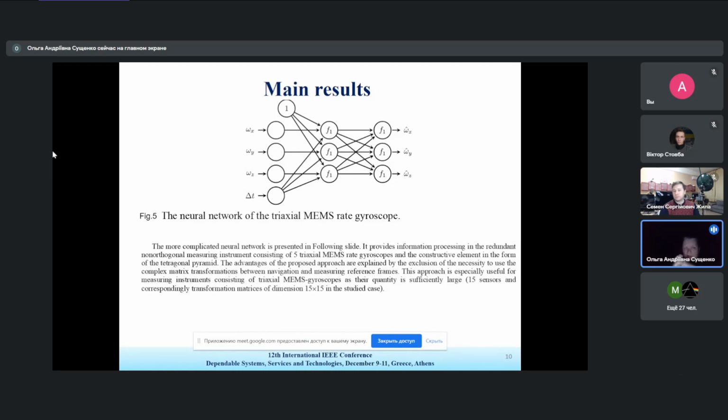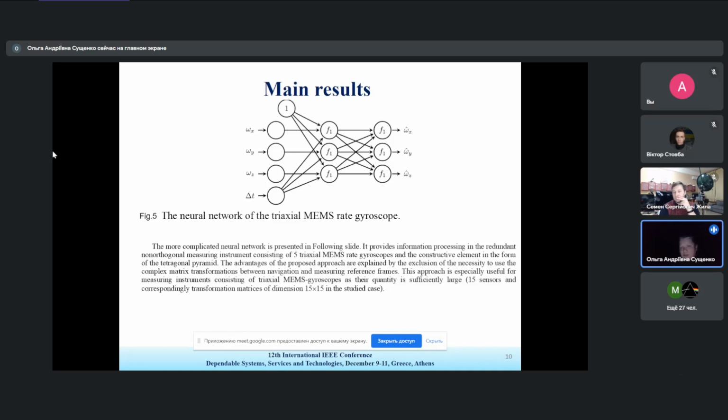The more complicated neural network is presented in the following slide. It provides information processing in the redundant non-orthogonal measuring instrument consisting of 5 triaxial MEMS rate gyroscopes and the constructive element in the form of the tetragonal pyramid. The advantages of the proposed approach are explained by the exclusion of the necessity to use complex matrix transformations between navigation and measuring reference frames.